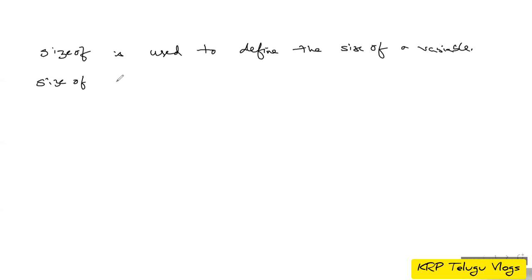So next I will tell you storage, floating point storage. Sizeof is used to define the size of a variable. Sizeof just checks the data type and returns its size. Note down this.